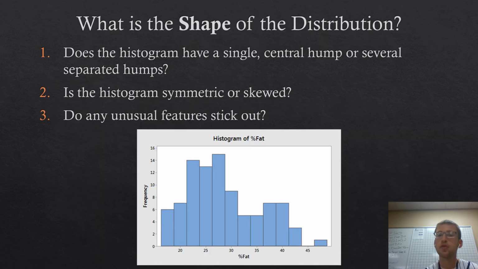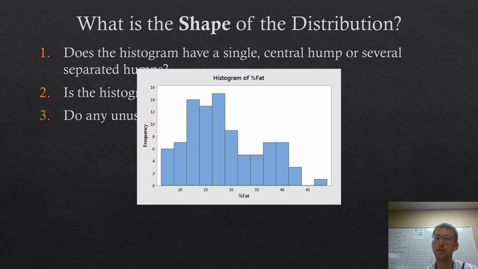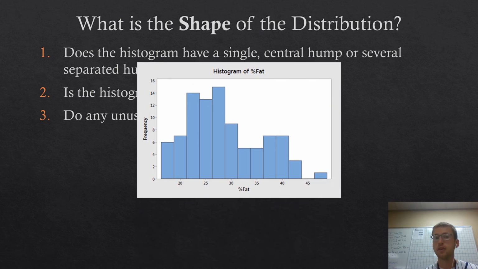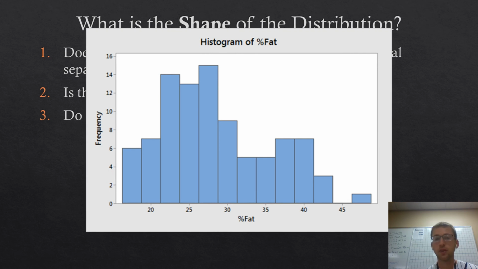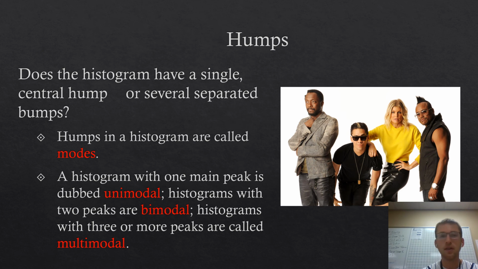So when you're asked about the shape of a distribution, we want to answer these questions. Does the histogram have a single central hump, or does it have several separated humps? We also want to know, is the histogram symmetric or is it skewed? And finally, are there any unusual features that stick out? So when it comes to humps in our graph, we want to know, does the histogram have a single central hump or does it have several separated humps?